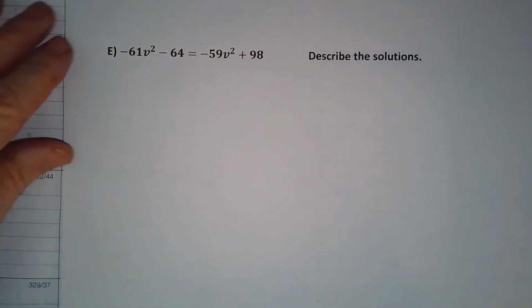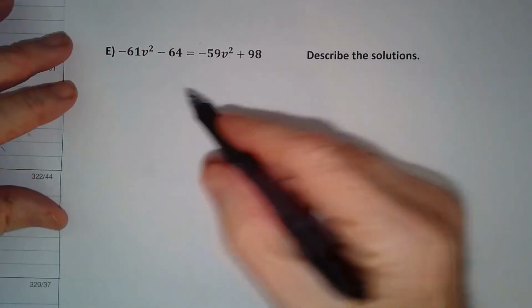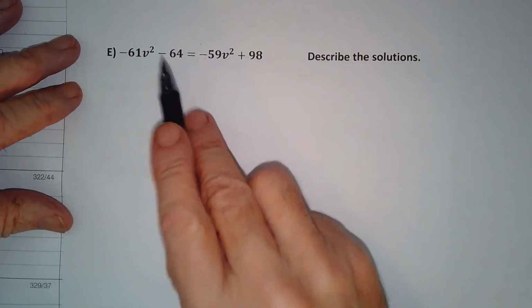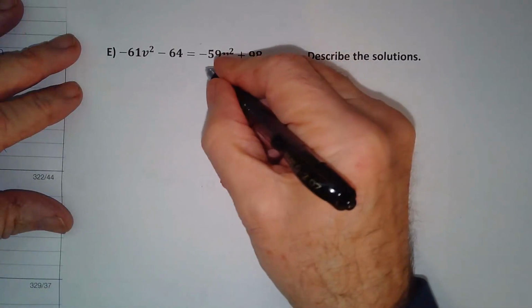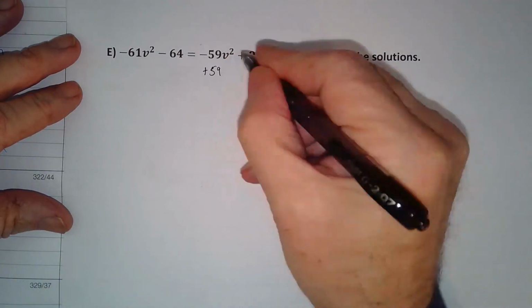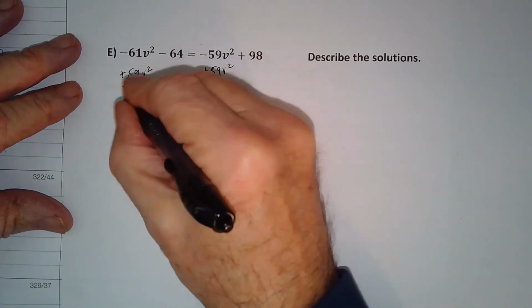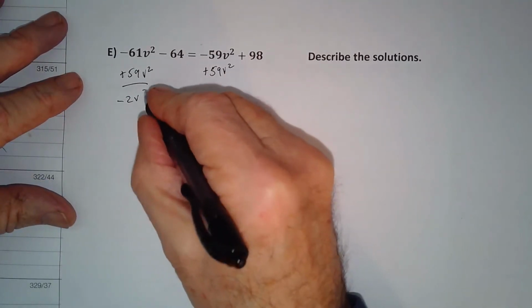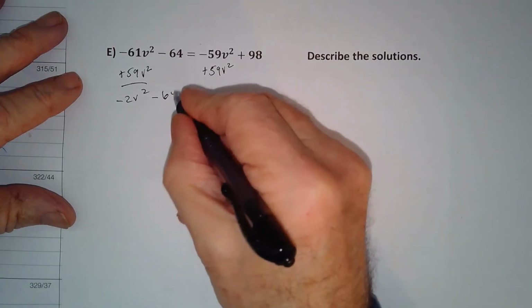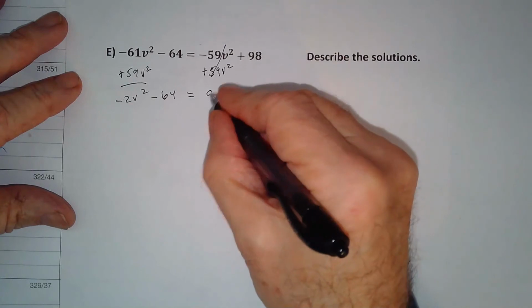All right, let's do the last one. And the last one here, oh God, it's got a lot of cleaning up to do. We need to get the 64 over here. We need to get the v squared stuff together. Let's first add 59v squared to both sides. And when we do that, this leaves us with negative 2v squared minus 64. This goes away, and that equals 98.